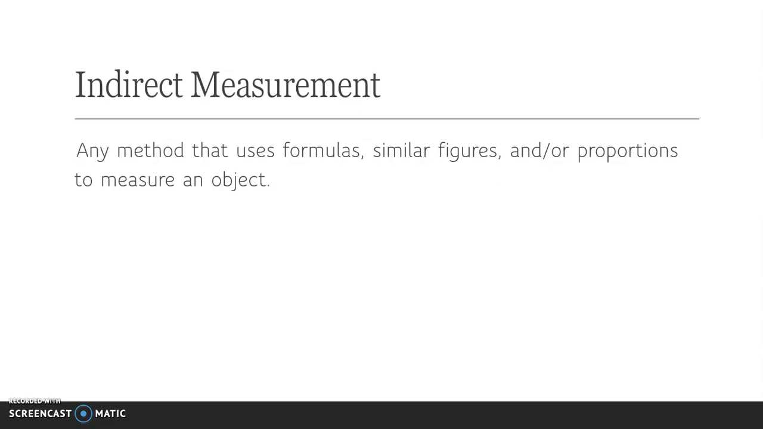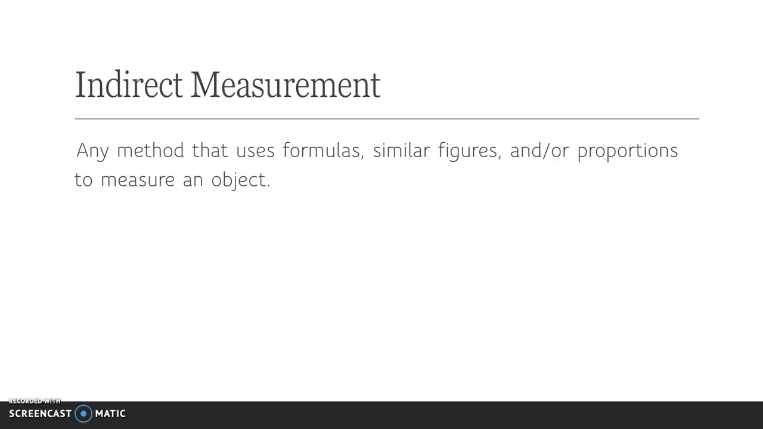The first application is indirect measurement, and this is any method that uses formulas, similar figures, and/or proportions to measure an object. So, for example, if I was outside and I wanted to measure the height of the school building, what I could do is use shadows to do that. I would have somebody stand near the school building and measure their shadow and their height, and then I could measure the shadow from the school building and use a proportion to figure out how tall the school building is. And we can do that because the two shadows create similar triangles.